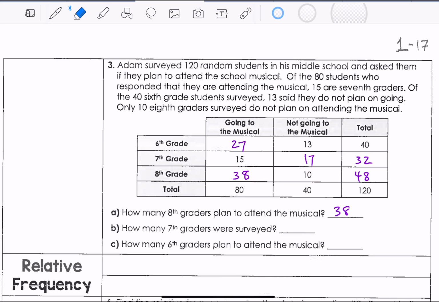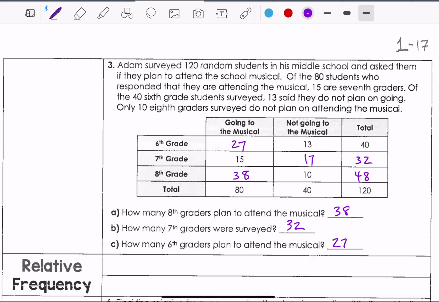For part B, how many 7th graders were surveyed? So the total number of 7th graders, if I look across that row, is 32. There are 32 7th graders. And then how many 6th graders plan to attend the musical? So 6th graders going to the musical is going to be 27. So I'm going to put 27 there.